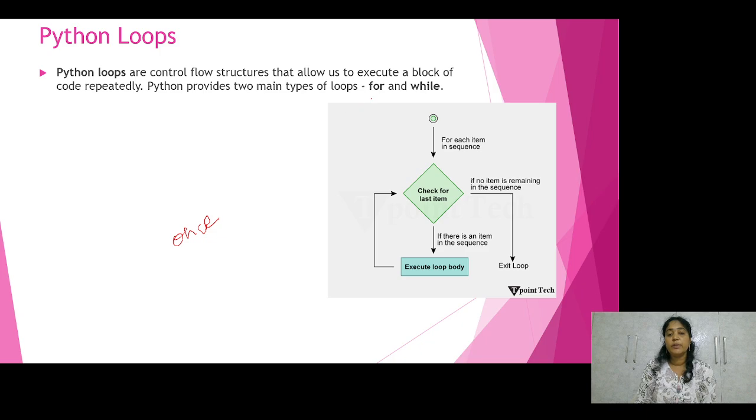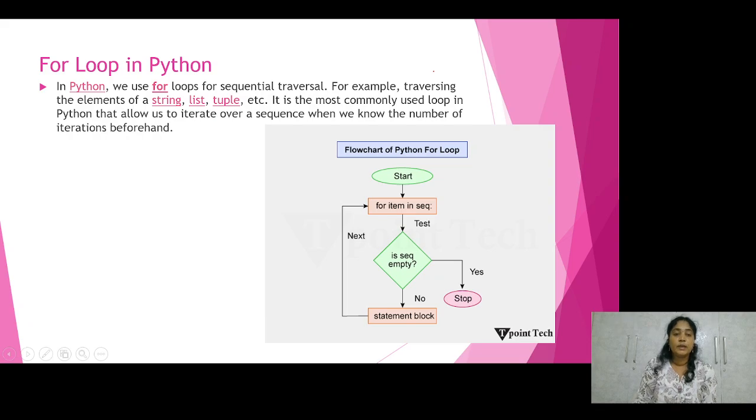In Python, we have two types of loops. Those are for and while. In Python, we use for loops for sequential traversal. For traversing strings, lists, tuples, dictionaries, and sets, we use for loops. It is the most commonly used loop in Python and allows us to iterate over a sequence. We know the number of iterations beforehand.